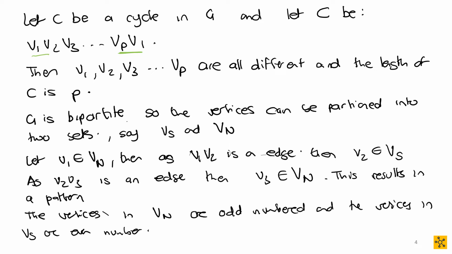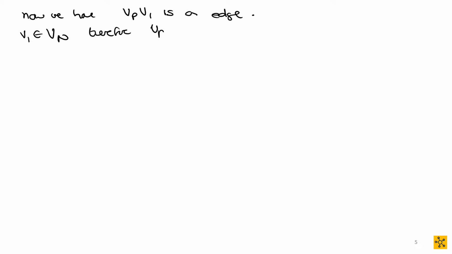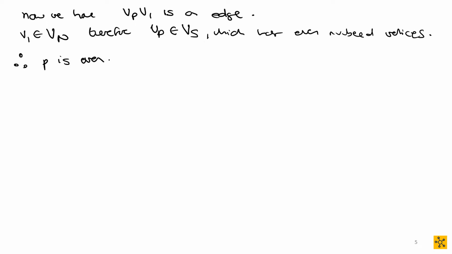Okay, so now we have the edge, and we're just going to go onto the new page. So let's just stop this for a second. So now we have Vp V1 is an edge. V1 is the element of that odd numbered set, so Vn. Therefore, Vp is the element of that even numbered set, which has even numbered vertices, and therefore P is even. So we have proven that the cycle is even based on that.